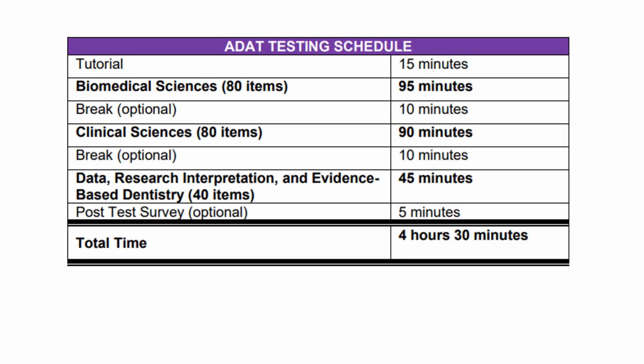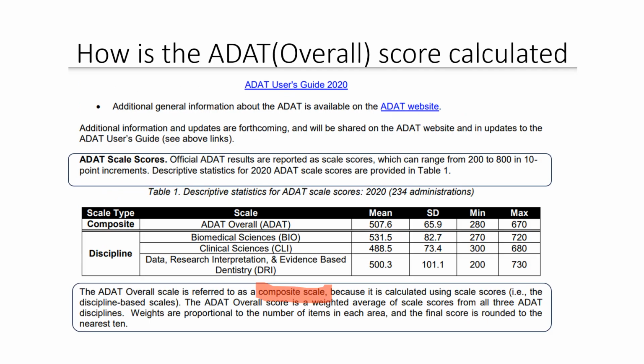The exam consists of three sections: biomedical science or basic science questions, which has 80 questions, and for that you get 95 minutes of time. The clinical science section, which has 80 questions and you get 90 minutes of time, and the data research interpretation and evidence-based dentistry section, which has 40 questions and you get 45 minutes of time. So overall, including the tutorial and breaks, the total duration of the exam is 4 hours and 30 minutes.